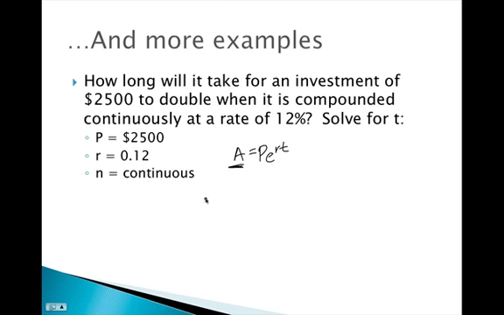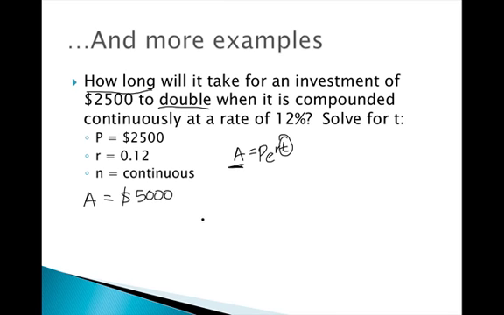So let's go ahead and find out what this problem's looking for. It says, how long will it take for an investment of $2,500 to double when it is compounded continuously at a rate of 12%? That means we're solving for t, because it's asking for how long. So we are solving for t. So we're going to be using the techniques that we just learned today to solve for this. The one thing that we don't have written down here is we actually know what A is, because we want our initial investment to double. So that means that A equals $5,000.